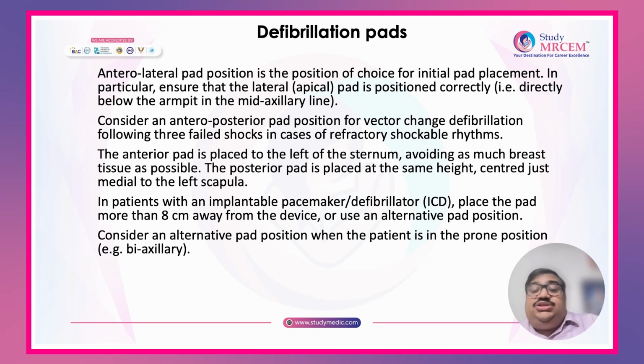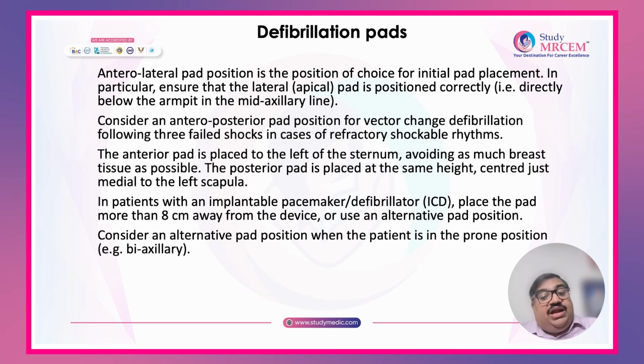Now the paddle position. The anterolateral position is the position of choice for initial pad placement. In particular, ensure the lateral pad is positioned correctly, directly below the armpit in the mid-axillary line, and consider an AP vector change defibrillation following 3 failed shocks. So that is again one of the recommendations in case of refractory VF. The anterior pad is placed to the left of the sternum, avoiding as much breast tissue as possible, and the posterior pad is placed at the same height, centered medial to the left scapula.